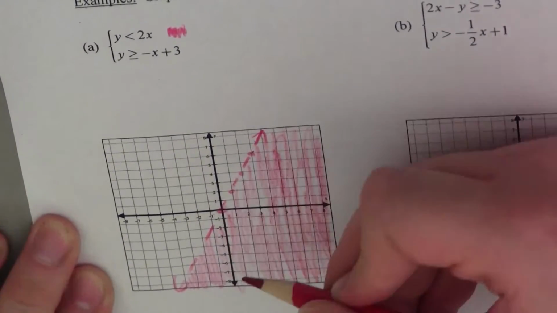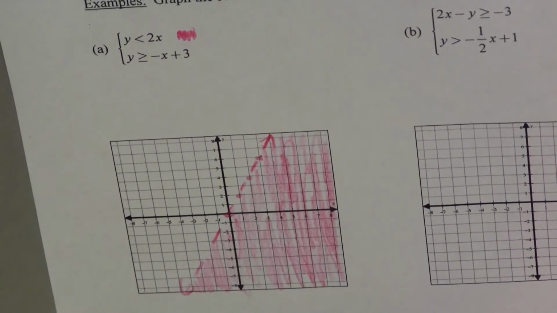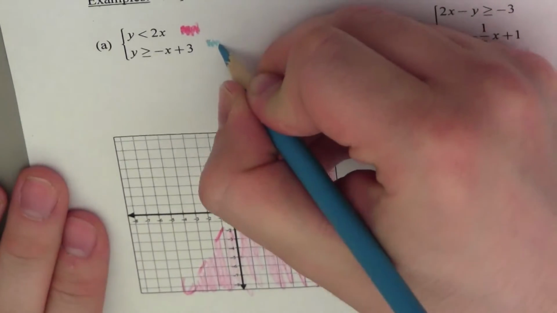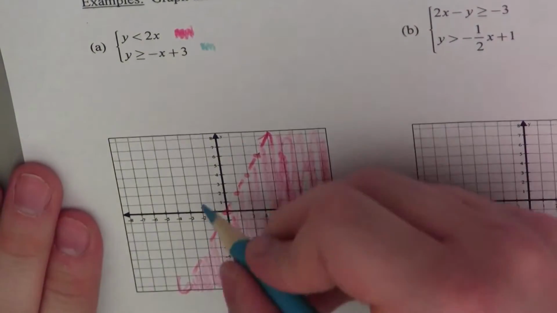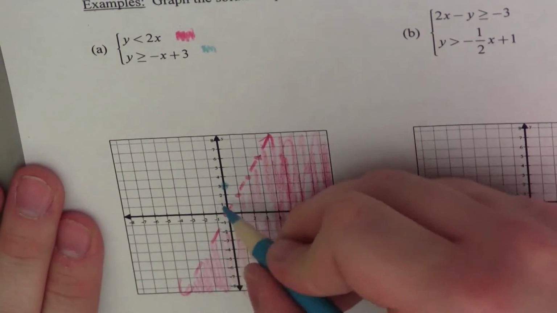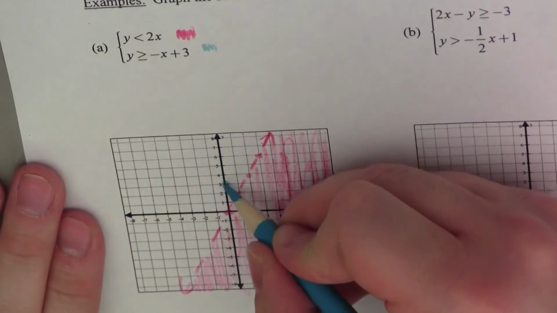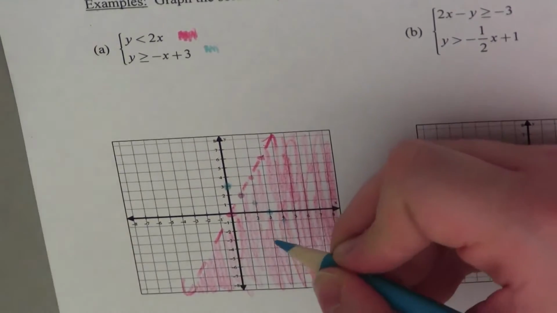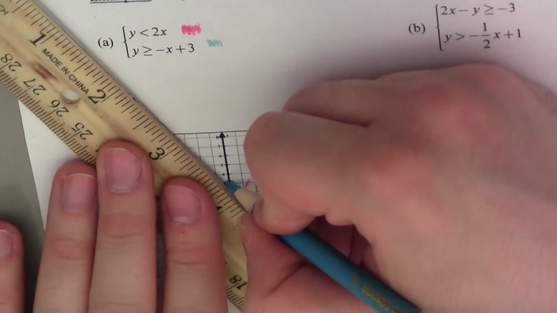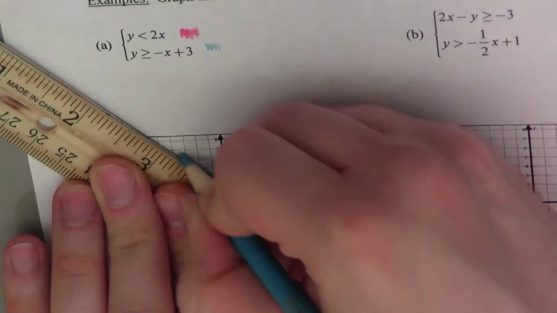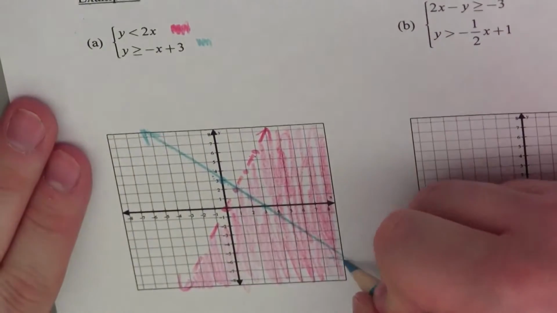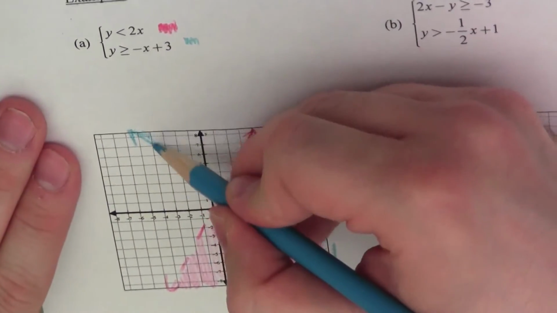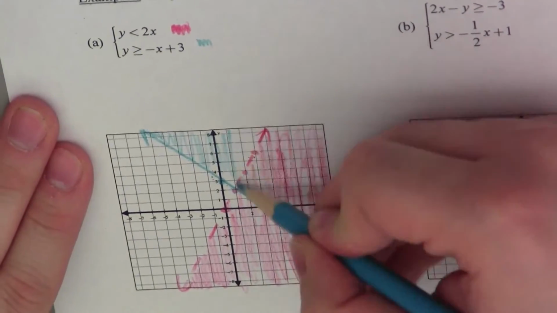Next, I'm going to do the other one in blue. y is greater than or equal to negative x plus 3. I'm going to start at 3. My slope is negative 1, so down 1 over 1, down 1 over 1, down 1 over 1. I'm going to connect the dots with a solid line. Greater than or equal to, so I'm going to shade above that line.